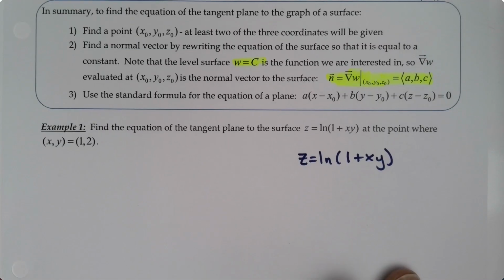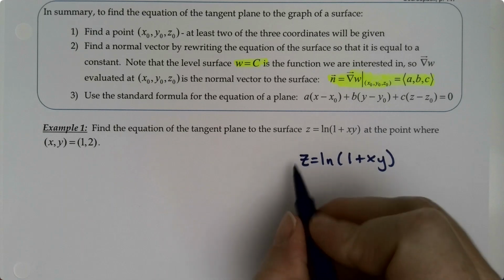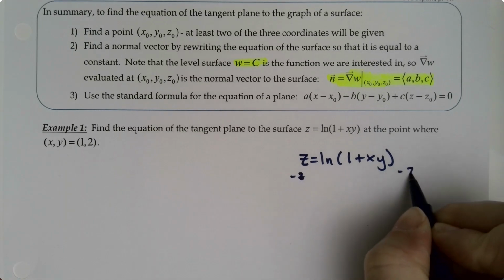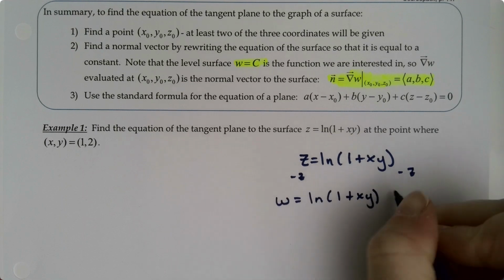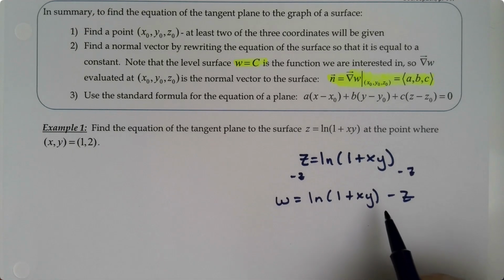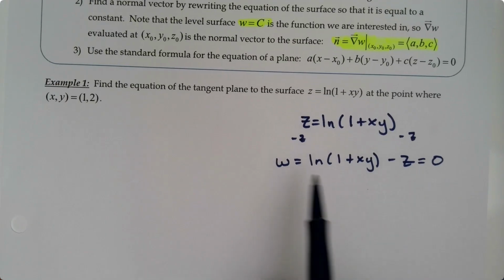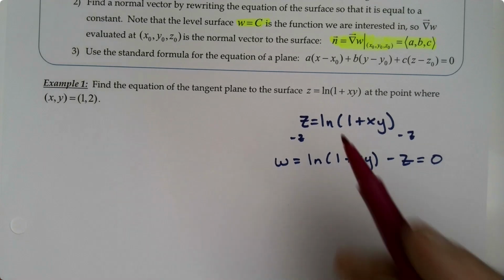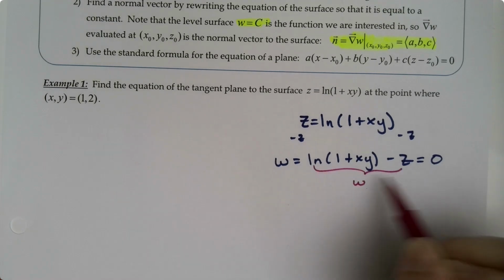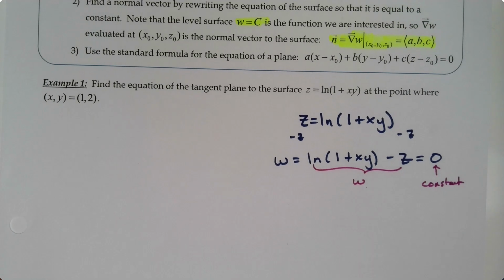So we can make it into a function w by just writing it that way. If we subtract z from both sides, w is the natural log of 1 plus xy, take away z. And I can just set it equal to 0, right? Because if I subtract it away, z take away z would be 0. Well, now we're cooking. Now we have this function w, and we have a constant. So now we can find the gradient and life is grand.